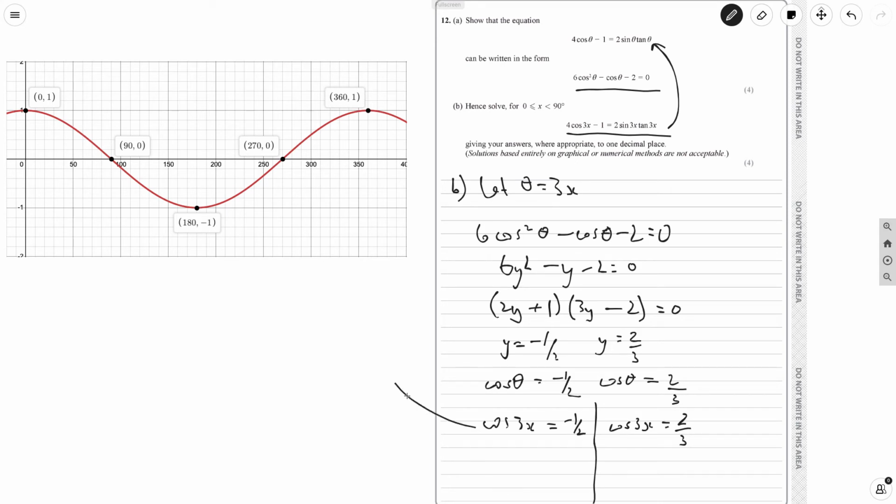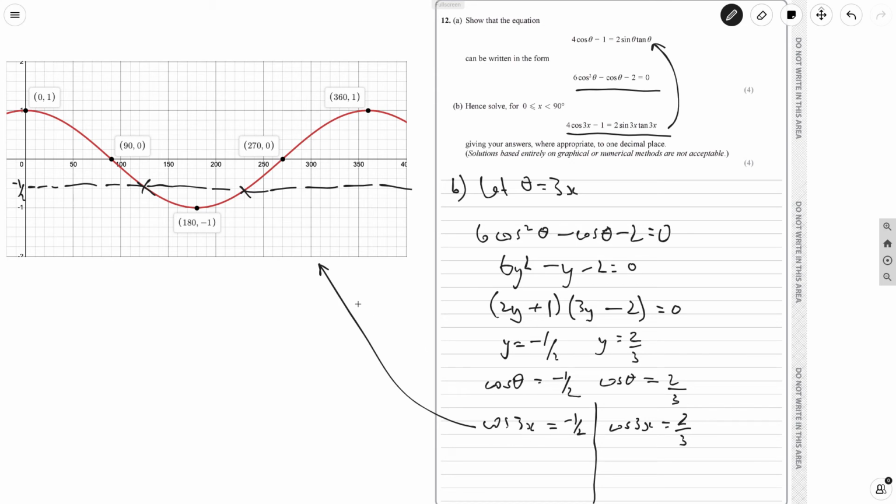Now if we just have a quick look at this graph over here, this is the graph of cos x or cos theta, and if we're trying to solve this equal to minus a half, it's effectively finding where this cuts the graph, and this is say minus a half here. So you can see with a normal cos x or cos theta, we would get two solutions in there. But we're solving cos 3x equals minus a half.